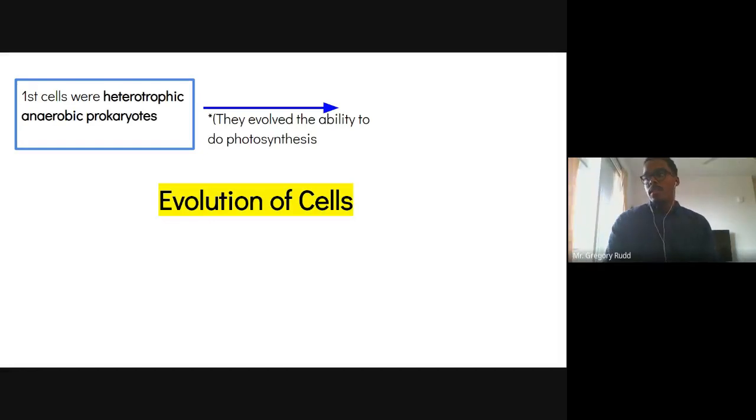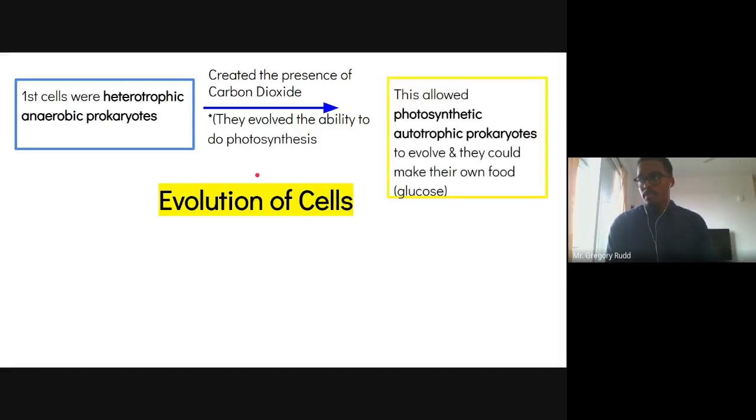Those cells then evolved to be able to do photosynthesis, which means that they used carbon dioxide that was already in the atmosphere to start making glucose, to make their own food. So now they become photosynthetic autotrophic prokaryotes. Instead of having to live off of the abiotic organic material, the non-living organic material that was present in the water, now they can use energy from the sunlight to make their own food. They don't have to rely on that seafood. But again, I say seafood, but it wasn't living. It was basically just molecules in the ocean.